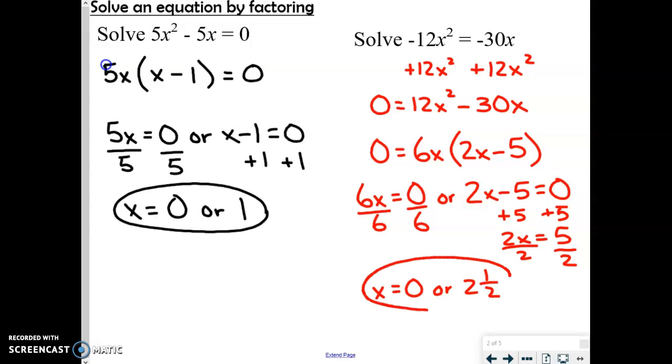Then we divide both sides by 2, and we end up with x also equaling 2.5. So again, here, remember, ladies and gentlemen, greatest common factoring is one of the factoring methods we can use, and our quadratics must always be equal to 0 in order for this to work.